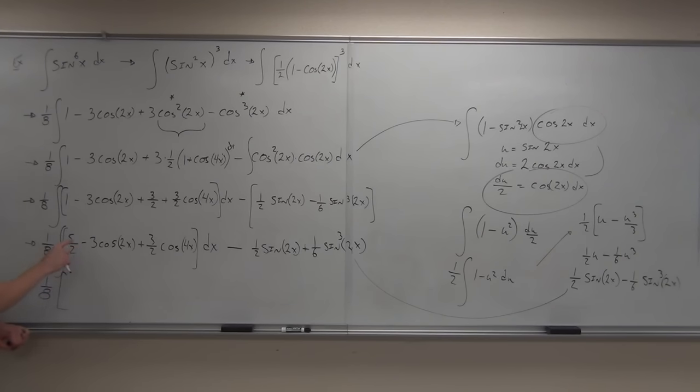And lastly, I want to show you one more thing with this. If you didn't do the integral, I want to prove to you that it does come out the same. So imagine you didn't do this right here. What you'd have is 1 minus sine squared 2x times cosine 2x, all dx. You'd have a minus cosine 2x plus sine squared 2x cosine 2x dx.